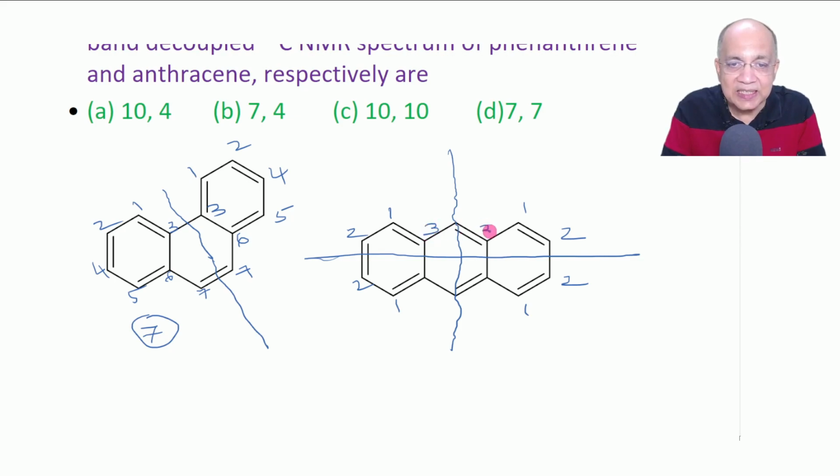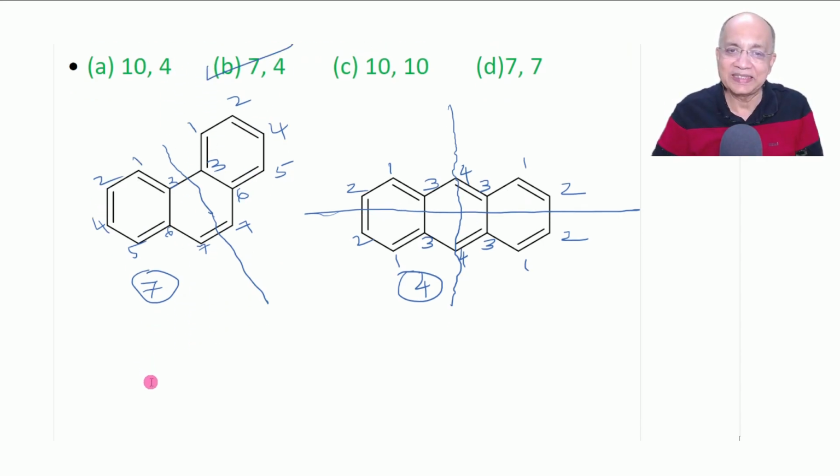They are equivalent under 2 planes. And finally the 9 and 10, these 2 carbon atoms lying on the vertical plane, they are also on the horizontal plane, they are interchangeable, so they will give you another set of carbons. So in anthracene you will get 4 carbon resonances, 4 peaks, but in case of phenanthrene you will get more than that, 7. So the correct answer is 7 4. Let us go to the second one.